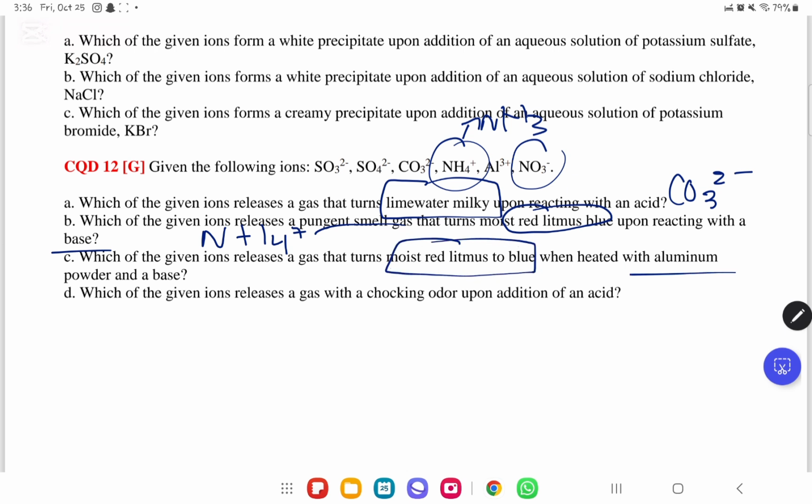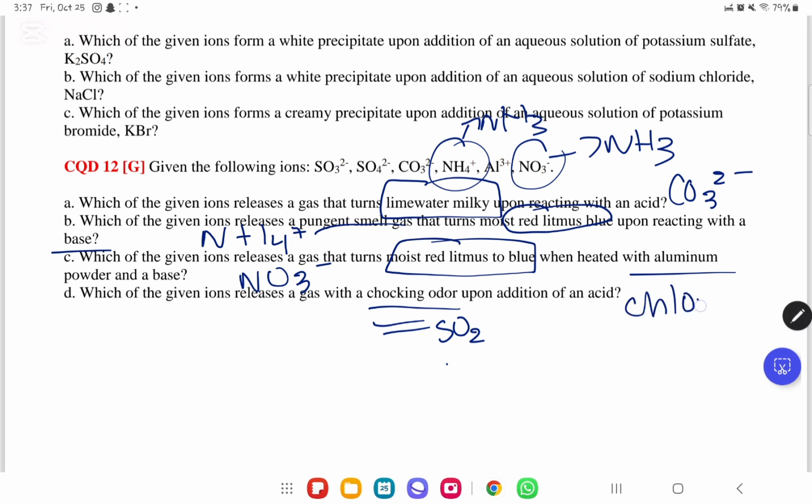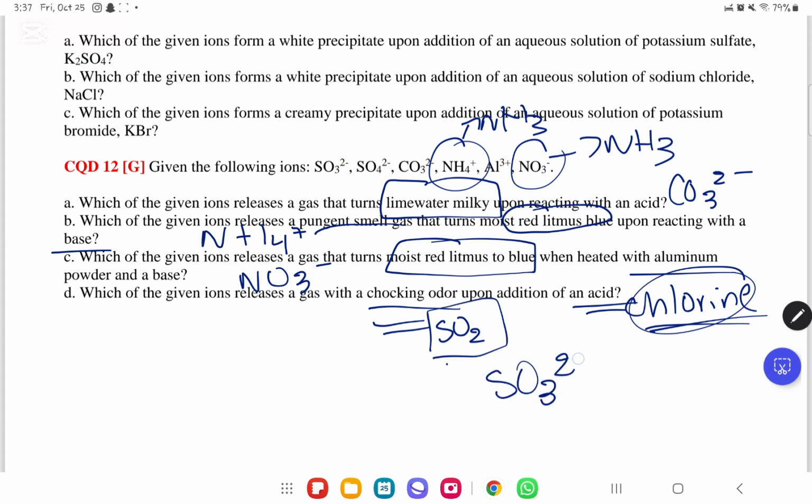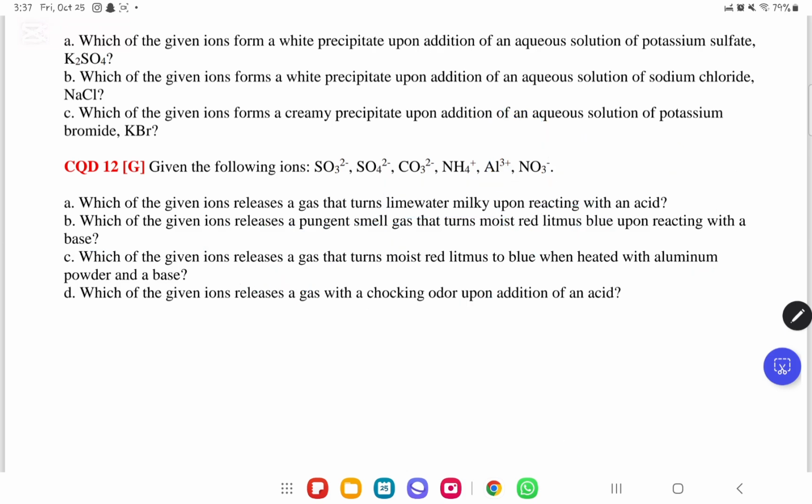Whenever you see heated with aluminium and red litmus paper turning blue, it is the ammonia gas NH3 released from NO3-. Now, which of the given ions releases a gas with a choking odor upon the addition of an acid? A choking odor is always sulfur dioxide, SO2. However, if it bleaches the litmus paper, then this is chlorine gas, but chlorine is not given as one of the options. So if it releases a choking odor upon the addition of an acid, it is SO2 gas. What releases SO2 gas? It is SO3 2-. So that's CQD number 12 done.